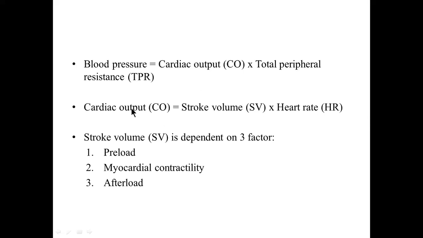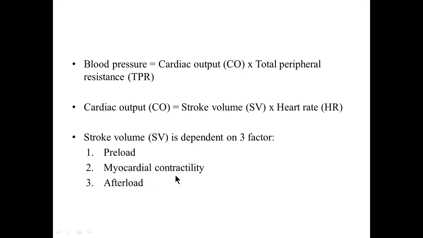So our causes, the conditions which lead to heart failure, can either affect the heart rate or affect the stroke volume. The conditions which affect the stroke volume will affect one of the three factors that are controlling the stroke volume. It's either affecting the preload or the myocardial contractility or the afterload. Or sometimes you can have a combination of two or more factors at the same time.